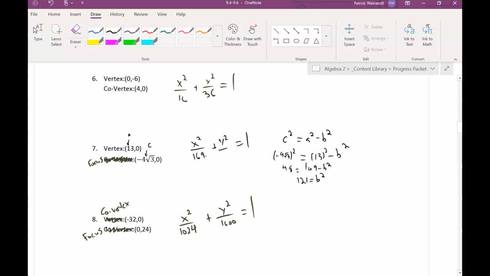which is 169. For y squared, the b value is going to go under here, and our b value we found to be the square root of 121, so b squared is just 121. And that's how you would do number 7.